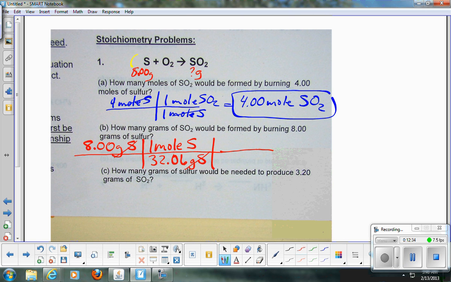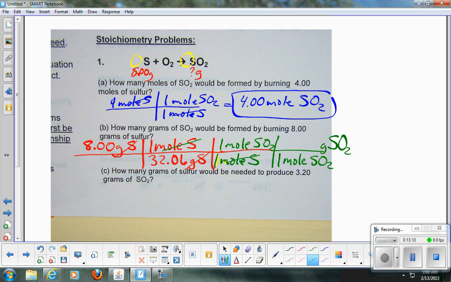I look at the equation: it's 1 to 1, so I can put 1 mole of sulfur to 1 mole of, what was I trying to go to? SO2, good. Moles of sulfur cancel. Still not there. What was the next step? I want to be in grams, so I put 1 mole of SO2 on the bottom, and on the top I add 1 sulfur's mass plus 2 oxygen's mass. Go ahead and add that and tell me what that is.